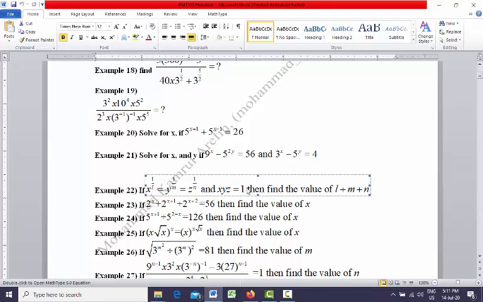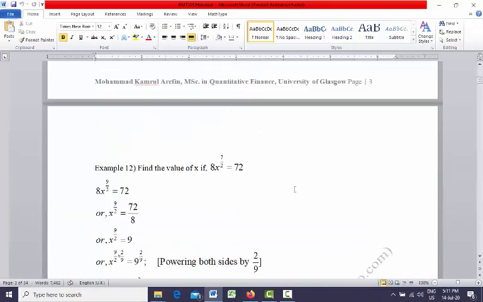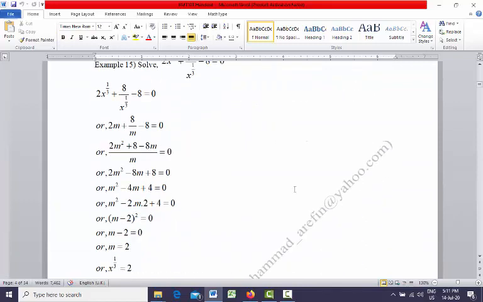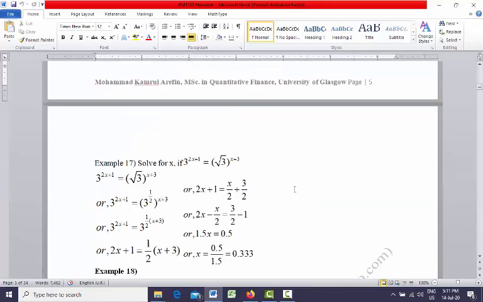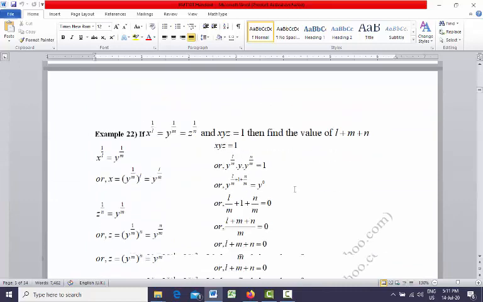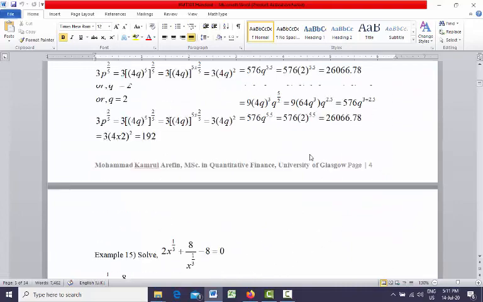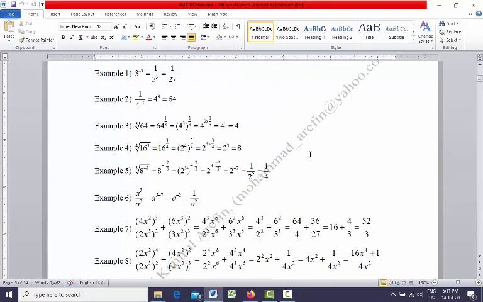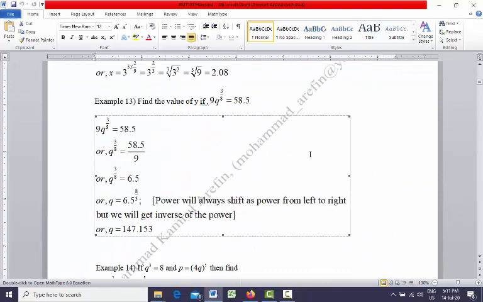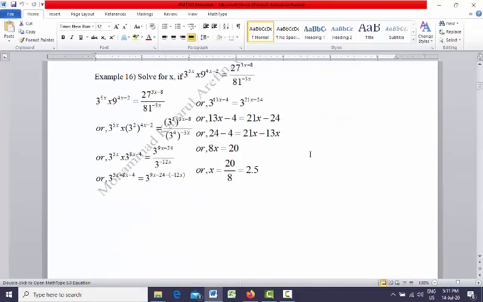You will see the solution for example number 22. The solution is given on the page for example 22. You can see the solution yourself and you will understand. So example 22, I will skip it. You see the solution from the handout, and if you fail to understand, you can reach me. You can ask me questions.